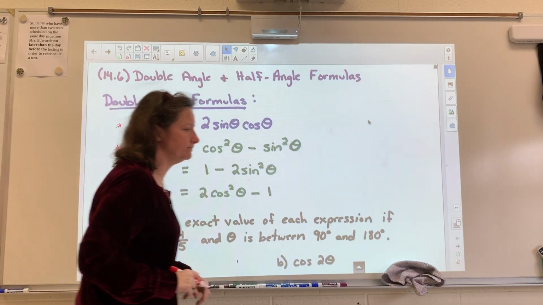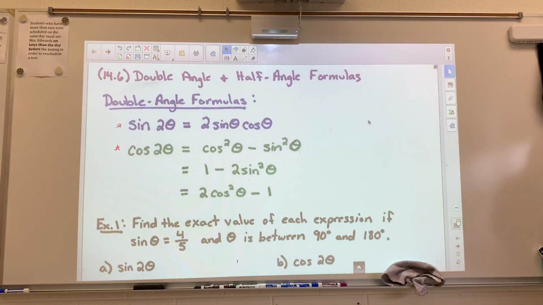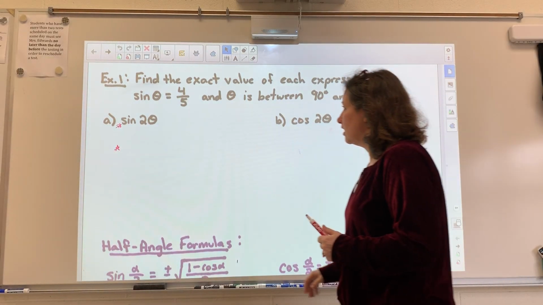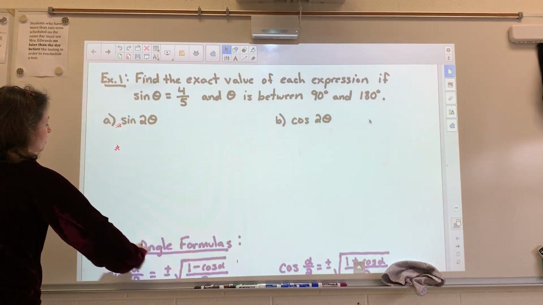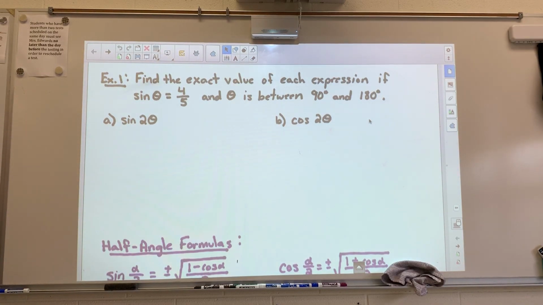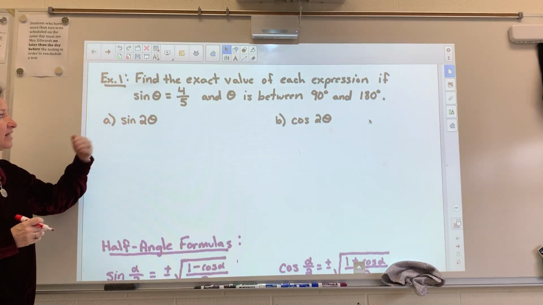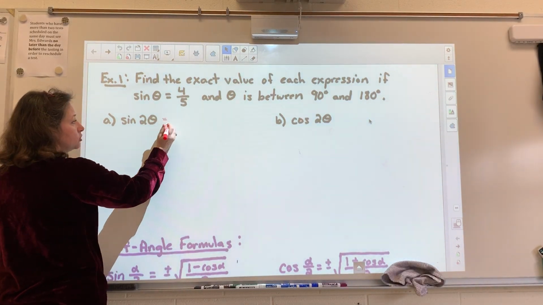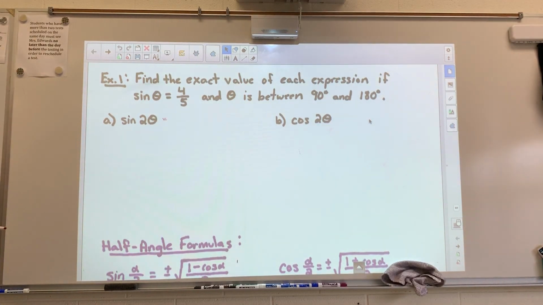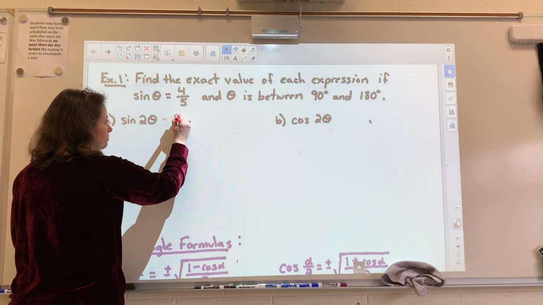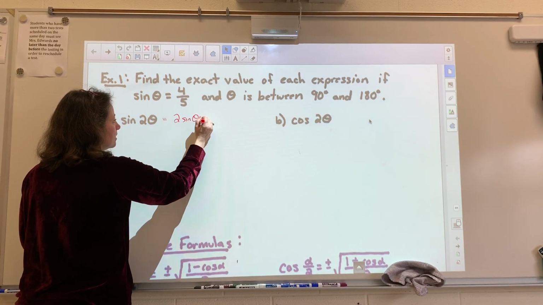So example 1 asks us to find the exact value of each expression if we know sine theta equals 4 over 5 and that theta is between 90 and 180. Well, the first thing it says is find sine of 2 theta. So first thing you should do is turn that into its formula. What does sine of a double angle equal? Look back up at your notes. It equals 2 sine theta cosine theta.